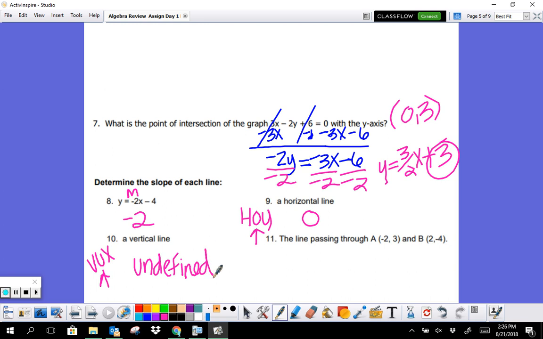Okay, number 11, the line passing through those 2 points. That means I'm going to need to use the slope formula, which is y2 minus y1 over x2 minus x1. So I'm going to have negative 4 minus 3 over 2 minus a negative 2, which is going to change to plus 2. So negative 4 minus 3 is negative 7. 2 plus 2 is 4. And there we go. There's my slope of negative 7 over 4.